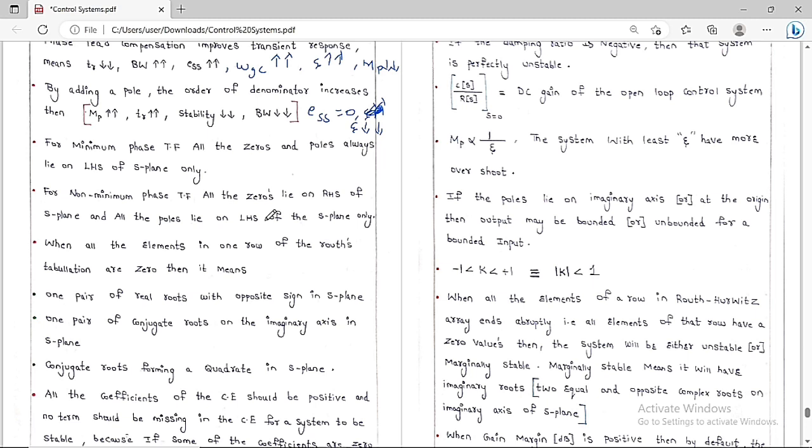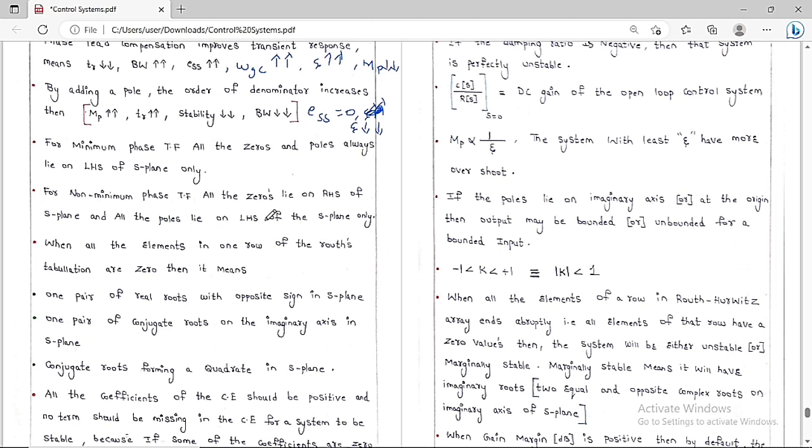The next point is, when all the elements in one row of the Routh tabulation are 0, then it means what? See, basically, when all the elements in one row of the Routh tabulation are 0, what is going to get indicated? Listen carefully. When all the elements in one row of the Routh tabulation are 0, what is going to be indicated? We need to figure out.